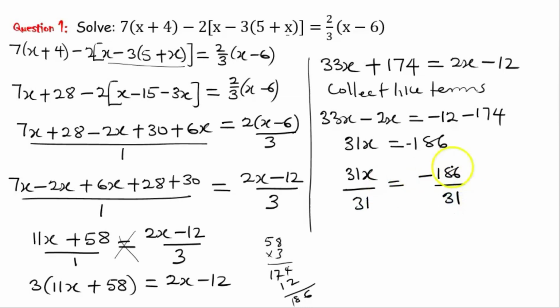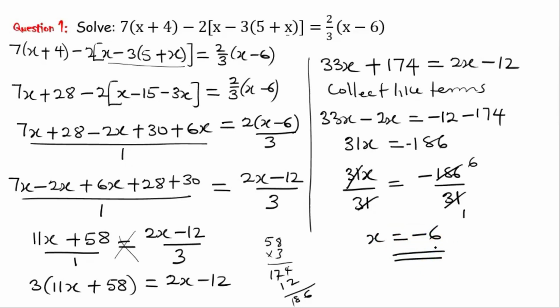All right, so when we do that, the 31s are going to cancel. So this, of course, is going to take care of this, and 31 here is 1. How many 31s in this is going to give us 6? So x is equal to negative 6, and that is our final answer.